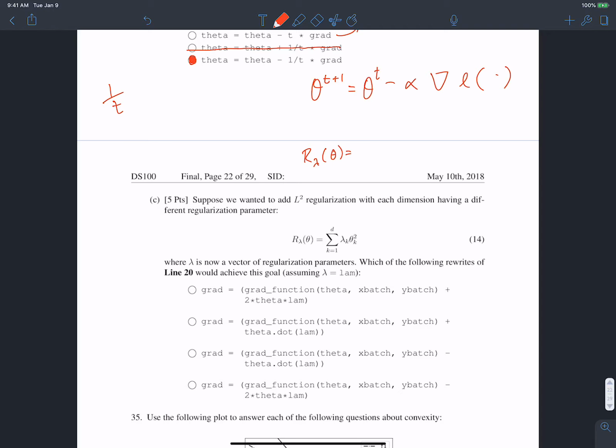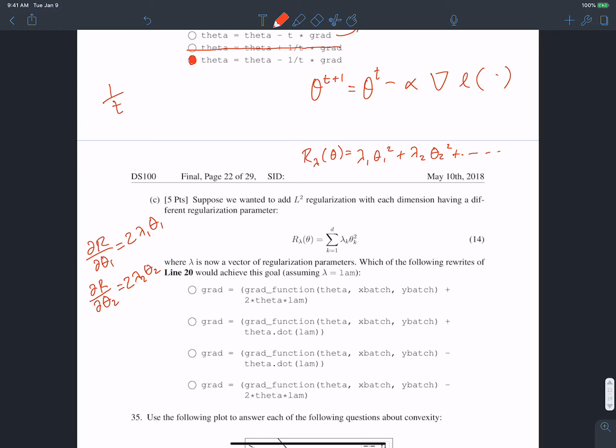Notice our regularization function just looks like lambda 1 theta 1 squared plus lambda 2 theta 2 squared plus dot dot dot. If we take the partial derivative of r with respect to theta 1, we'll get 2 lambda 1 theta 1, because the rest of it is a constant with respect to theta 1. We do that with respect to theta 2, we'll get 2 lambda 2 theta 2, so on and so forth.